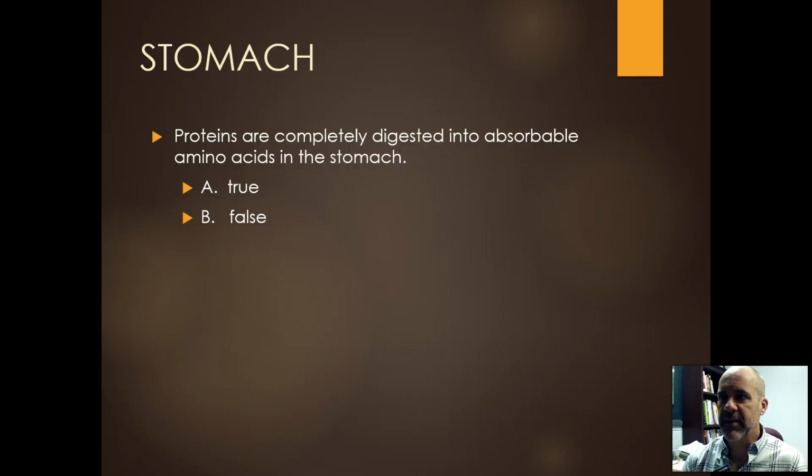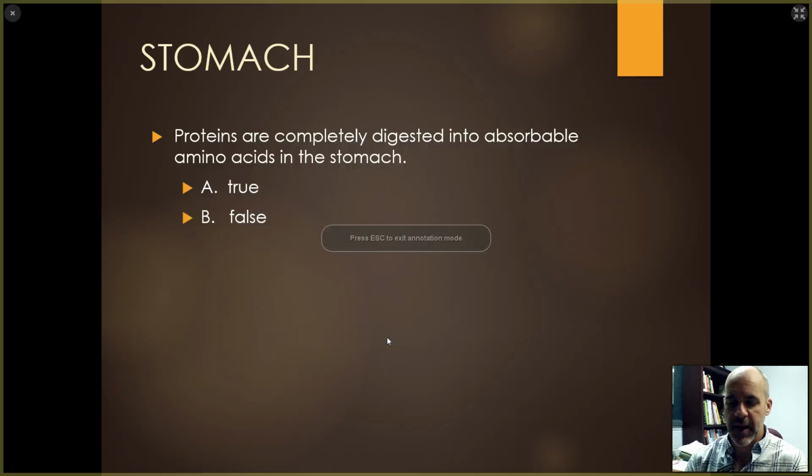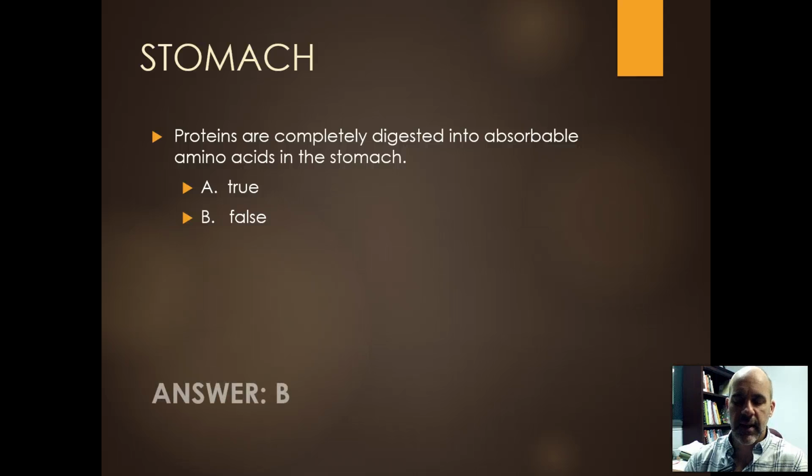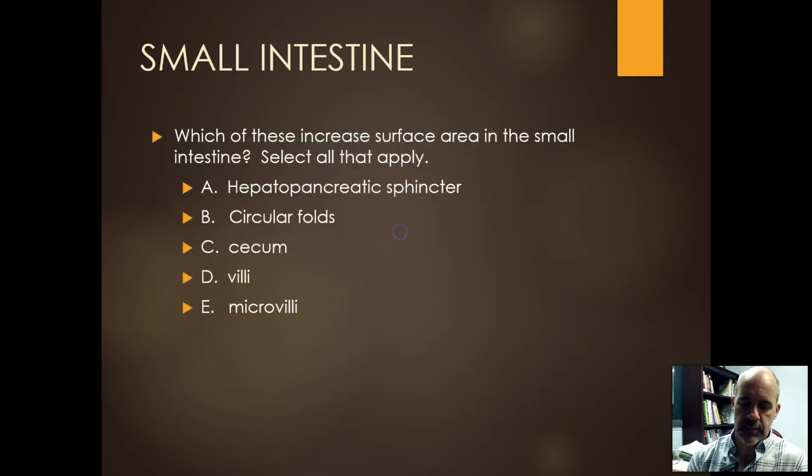Okay, another question about the stomach. Proteins are completely digested into absorbable amino acids in the stomach. And hopefully, based on what we just said, you're thinking false on that one. They are partially digested by the pepsin. But if you think about proteins as, oops, hang on.